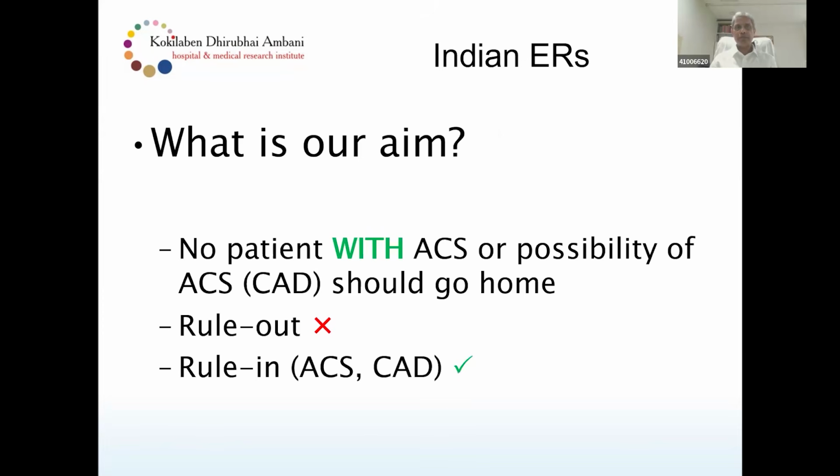So what should be our aim? If you ask me, I would say that no patient with ACS or possibility of ACS, what we call coronary artery disease, should go home. So we are not interested in ruling out acute coronary syndrome. I am interested in ruling in acute coronary syndrome or coronary artery disease. So if a person comes with a sentinel symptom or a warning symptom, we should be able to detect whether this person has a coronary artery disease or no coronary artery disease.